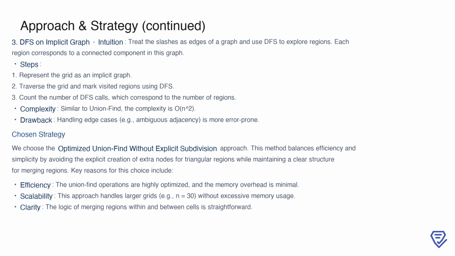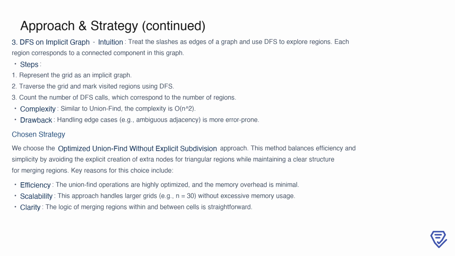Another approach is to use depth-first search, or DFS, directly on the implicit graph created by the slashes in the grid. Instead of subdividing cells or explicitly tracking regions, we treat the slashes as edges in the graph. Each connected region corresponds to a component in this graph. To implement this, we traverse the grid, marking regions as visited during the DFS traversal. Every time we initiate a new DFS call, it signifies discovering a new connected region. The number of DFS calls ultimately gives the count of connected components.